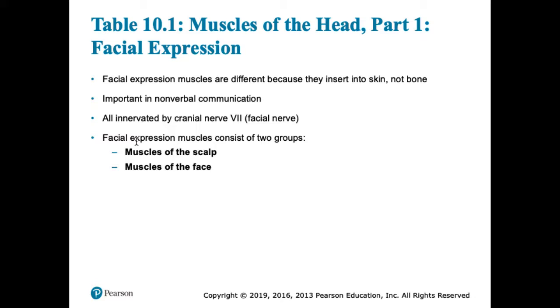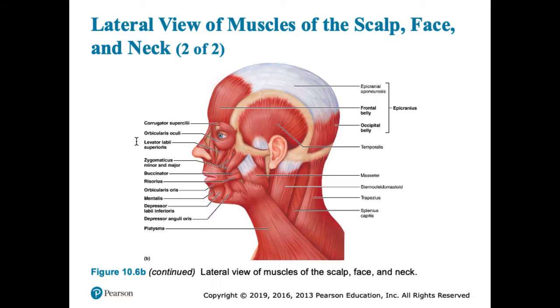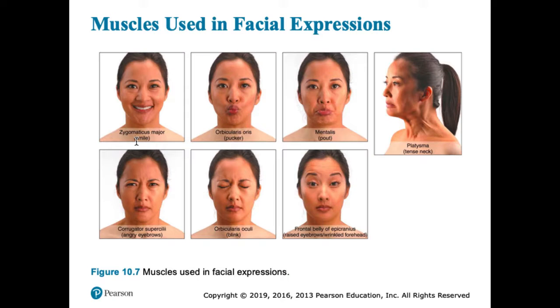Also, muscles of the head and facial expression are important. Facial expression muscles are different because they insert into skin, not bone. So that's important to remember. They are innervated by cranial nerve 7. That's the facial nerve. So basically, we need to know both groups, muscles of the scalp and muscles of the face. Here's a lateral view of the scalp, face, and neck, and the cartoon image of this one here, making sure you know each one of those.